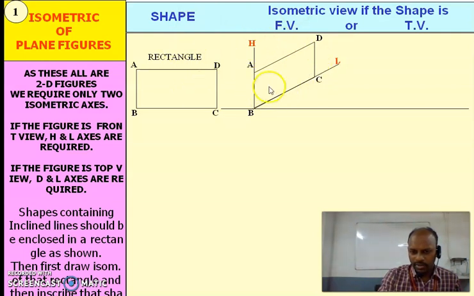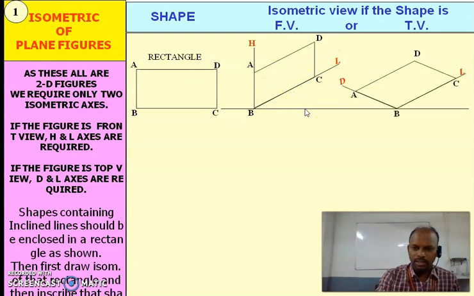Now this is the isometric view of the given rectangle, if the rectangle appears in the front view as true shape. Similarly, if the same rectangle appears in the top view, that means a rectangular plane parallel to the ground, perpendicular to VP, in that case the top view is a true shape. At that time, we need to draw two 30 degrees lines. Then we need to transfer this BC, AB. This AB also becomes 30 degrees here, this BC also becomes 30 degrees here. Draw parallel to BC and AB, and we will complete this isometric view. It is a simple case.